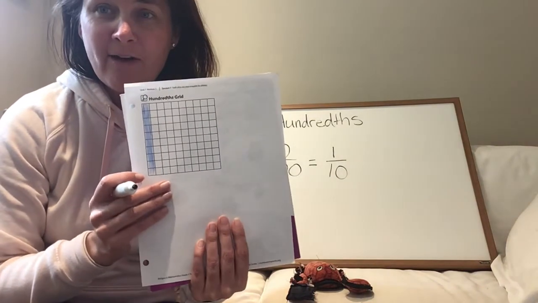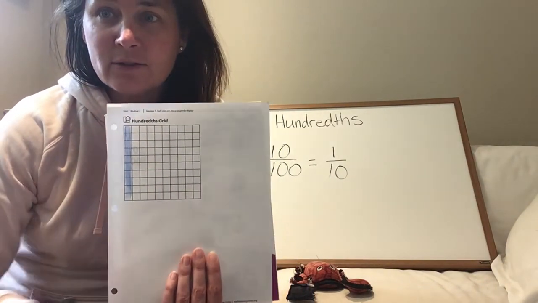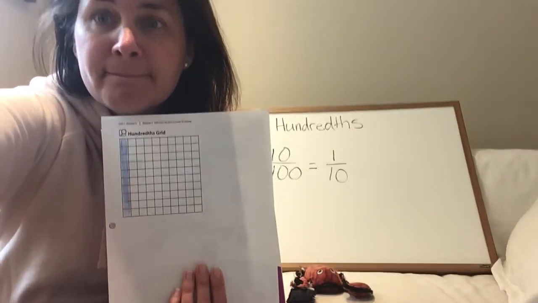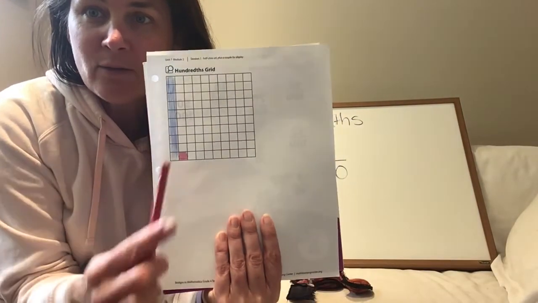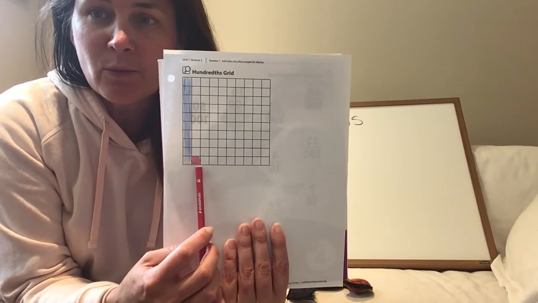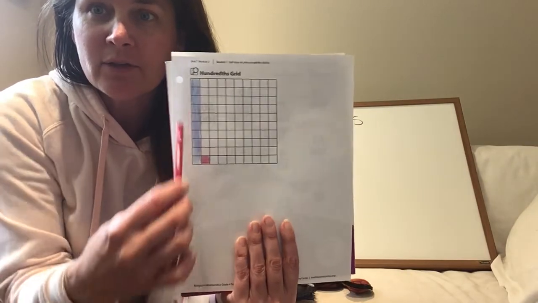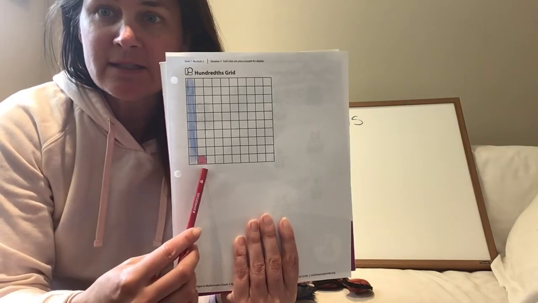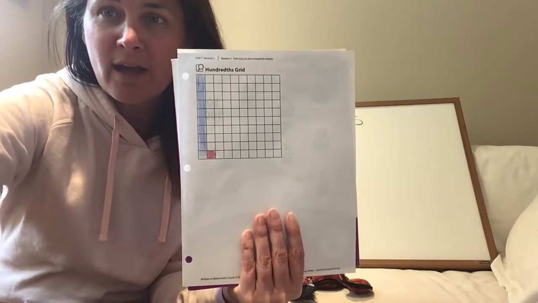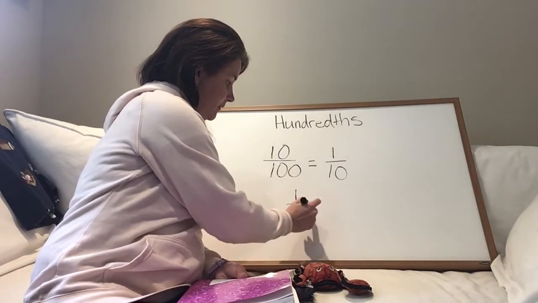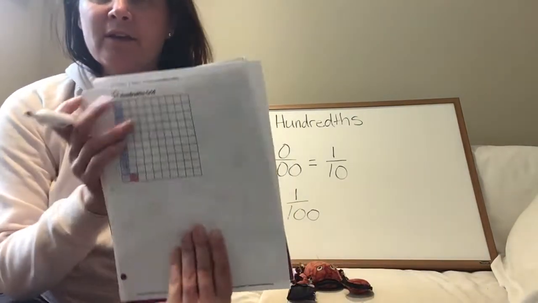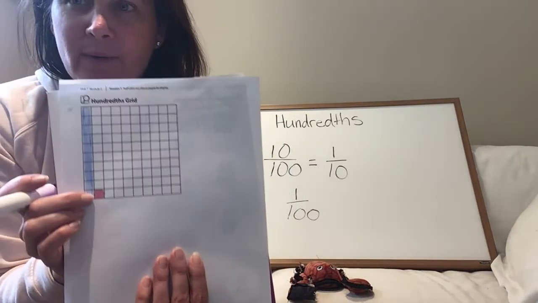Okay, now I'm going to color in one little square. Okay, so what would we call this little red square right here? 1 out of 100. So this is 1 100th. Just that one little square there.